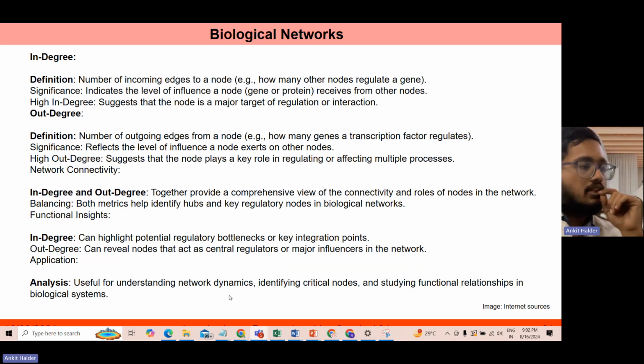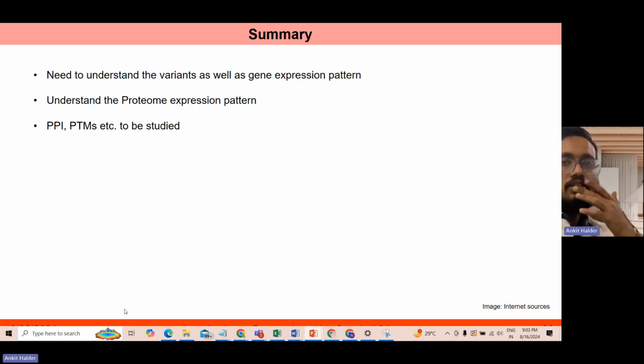Identifying critical nodes and studying functional relationships in biological systems. So this is a very generic schematic. This is the summary, to understand variance, showing proteome expression, PPI, PTMs, for example. All this can be studied further in your systems biology.